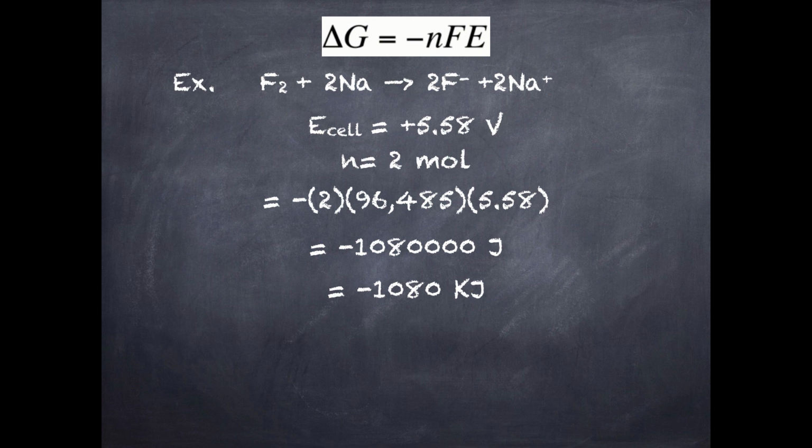My value for delta G is negative, which tells me that this reaction is going to be spontaneous, which is consistent with the cell potential being positive, which also told me that it was going to be spontaneous.